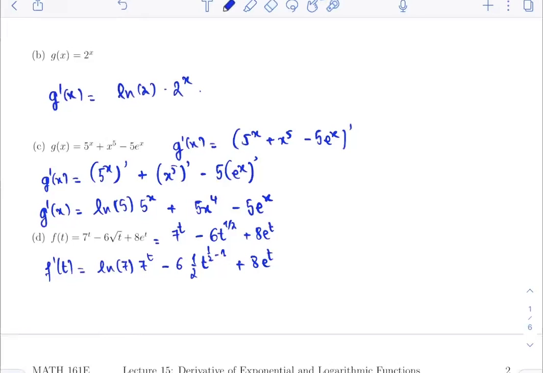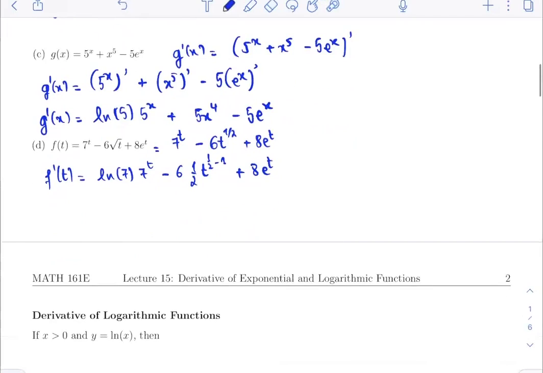Now let's simplify the answer a little bit. The first term remains the same, so I have ln of 7 times 7 to the t. For the middle term, I'm going to simplify the 6 and the 1/2, and I get minus 3 times t to the negative 1/2, plus 8 times e to the t. Now let's move on to the derivative of logarithmic functions.